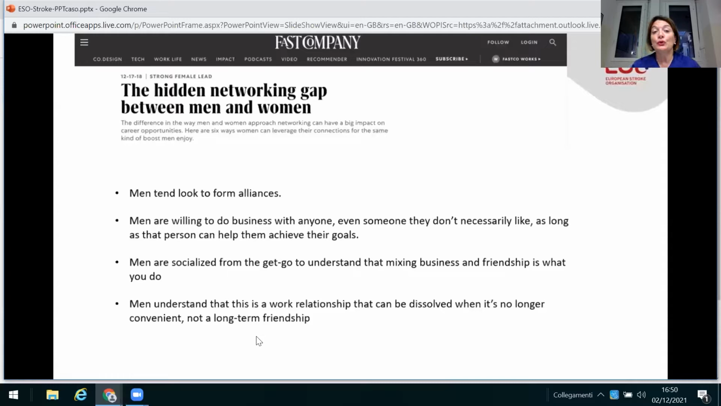And even when a work relationship is interrupted, they don't leave a broken heart, let's say, as it would if the same work relationship were interrupted for a woman, because it's a more pragmatic way to see the whole situation. Okay, this work is over, but it's not a friendship, this is over. We are a little bit more sentimental, let's say, in maintaining our working relationships.